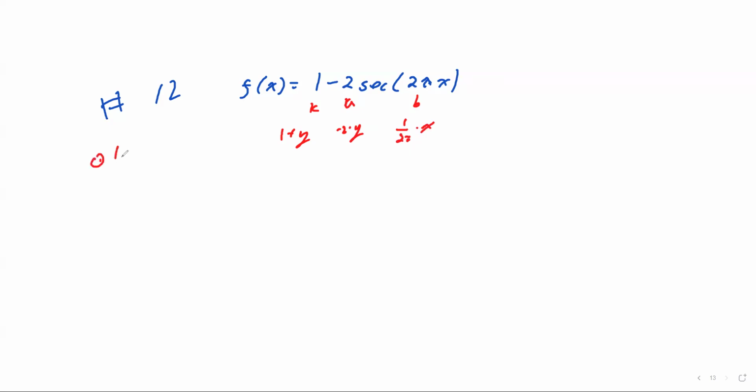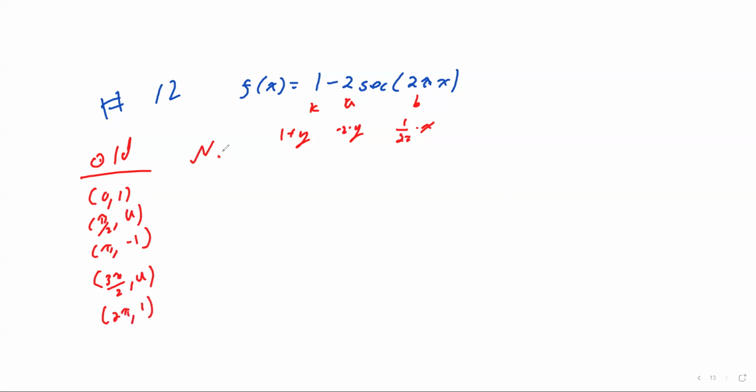So here we go. So old for secant is 0, 1, pi halves undefined, pi negative 1. This one would be 3 pi halves undefined. And then this would be 2 pi, 1. New. So let's see. That'd be 0, and that's it, I don't have to add. At 1, I would do negative 2 plus 1, which would be negative 1. And then pi halves times 1 over 2 pi would just give me 1/4.